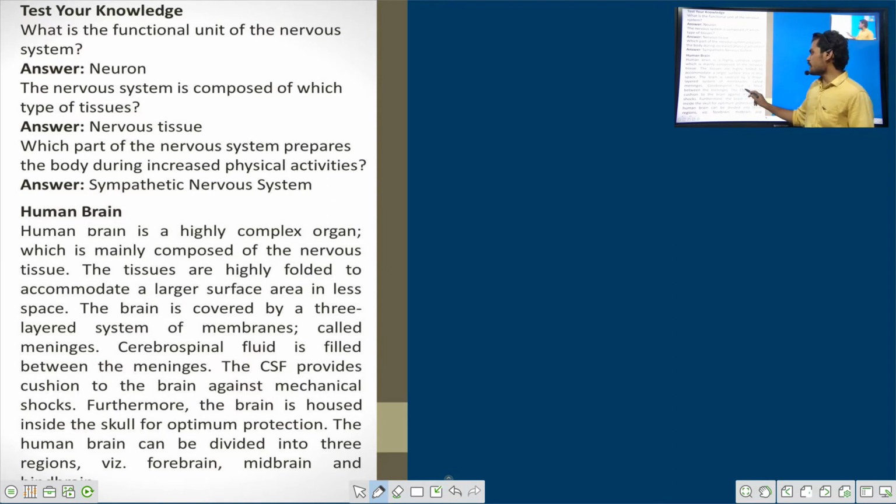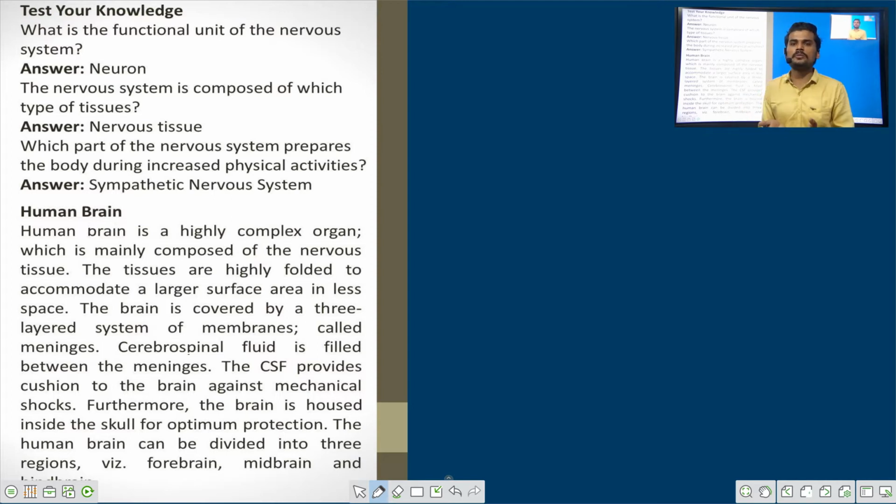The CSF, that is cerebrospinal fluid, provides a cushion to the brain against mechanical shock. So the brain is very complex as well as a very simple organ to see. The brain is covered by three layers, namely called the meninges. These layers cover the brain in three folds, one above the other.